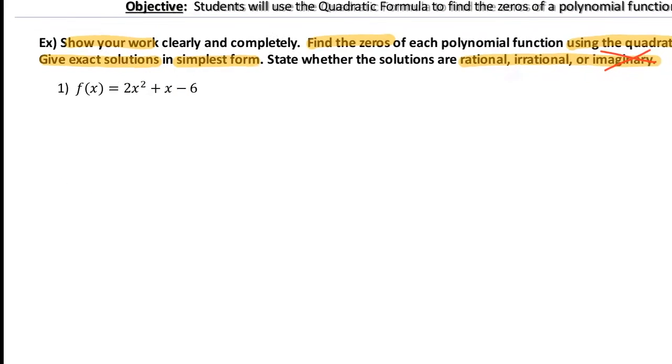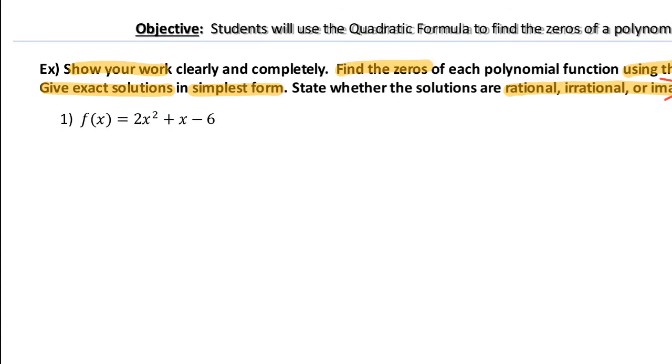So for number 1, we have 2x squared plus x minus 6. And so the formula we have is ax squared plus bx plus c. And so I need to figure out what are a, b, and c.